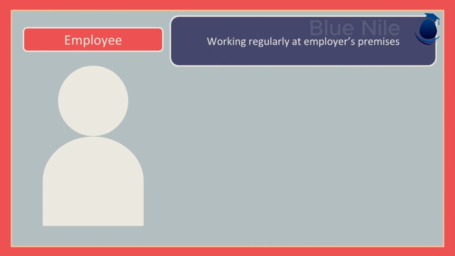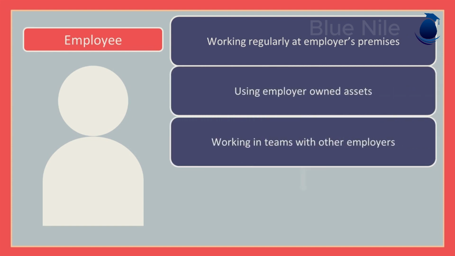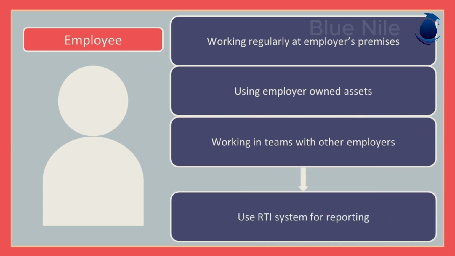If an individual is working at the employer's premises for a set number of hours each week, using employer-owned assets and working in teams with other employees, it seems fairly clear that the individual should be considered an employee and therefore falls within the RTI system for reporting.